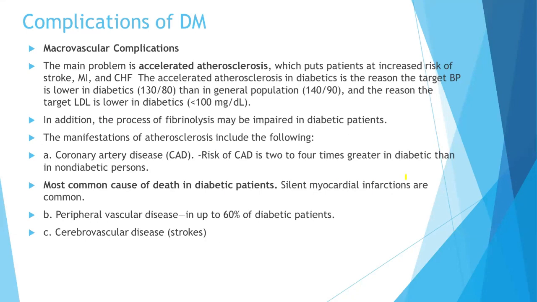Macrovascular complications: the main problem is accelerated atherosclerosis, which puts the patient at increased risk of stroke, MI, and CHF. Okay, now we are jumping into the macrovascular complications. The main problem is atherosclerosis, which predisposes the patient to stroke, MI, and congestive heart failure. And this accelerated atherosclerosis in diabetics is the reason the target BP is lower in diabetics, 130 upon 80, than in the general population, that is 140 upon 90. And it is the reason the target LDL is lower in diabetics, that is less than 100 milligram per deciliter.